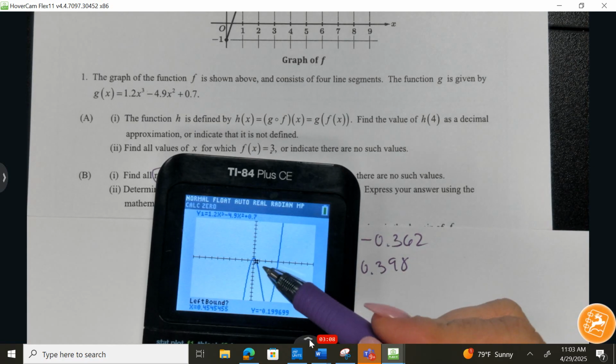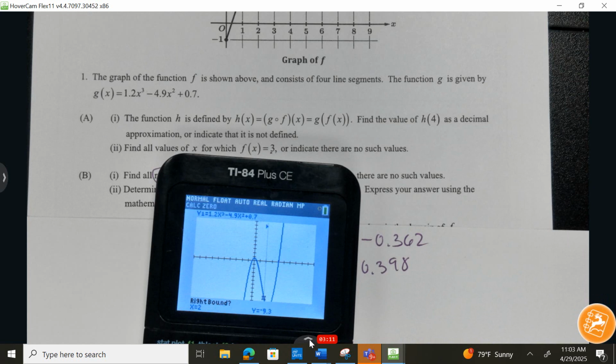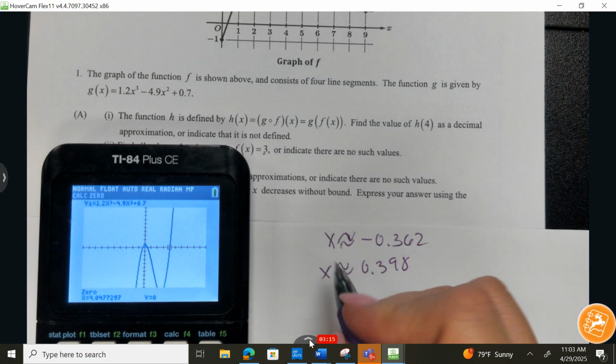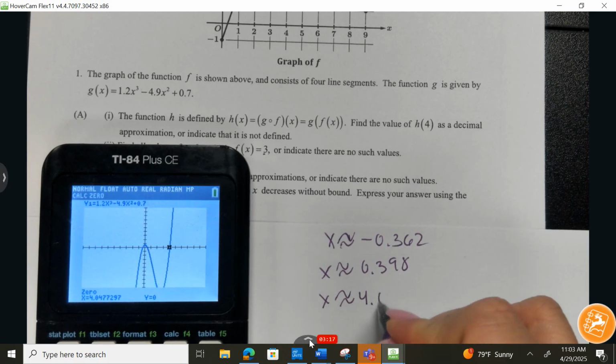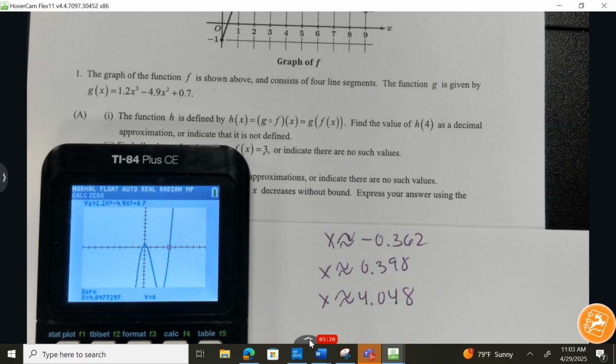Now we can also go in intervals in between. So I could say between like 2 and 8. And that could also be a way to achieve the answer. So this is going to be x is approximately 4.048.